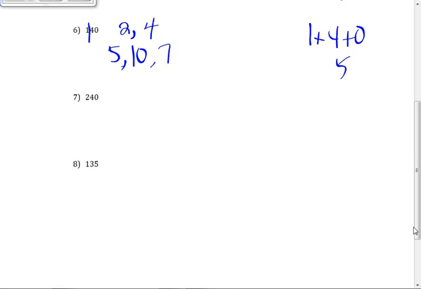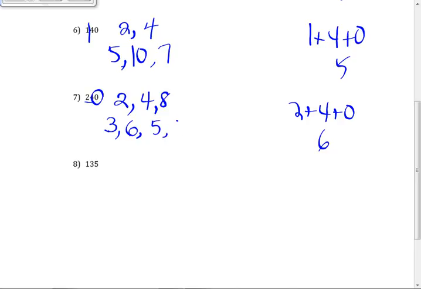240. Does 2 go in? Yes. Does 4 go in? Yes. Does 8 divide into 240? Yes. So 8 works. How about the 3s now? Why does the 3 work? Because 2 plus 4 plus 0 equals 6. I think it's nice that that works like that. So 3 works. Does 6 work then? You see a 2 and a 3, so 6 works. Does 9 work? No, 9 doesn't go into 6. How about 5 or 10? Ends in 0. So 5 and 10. And I don't believe 7 works. You can divide it if you want.